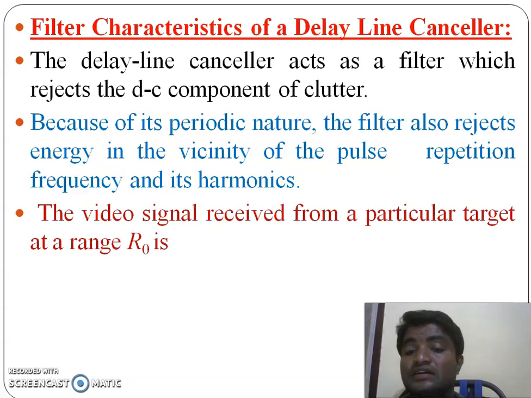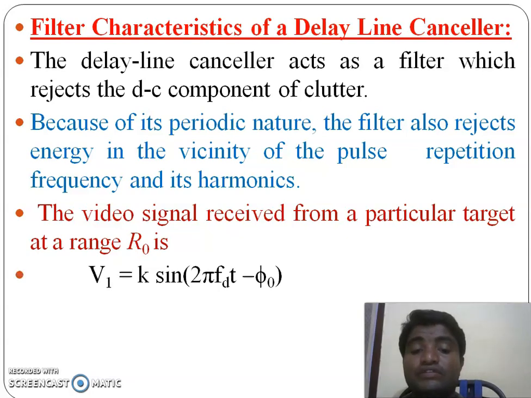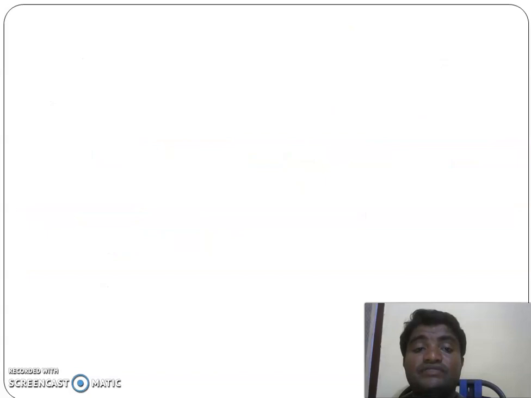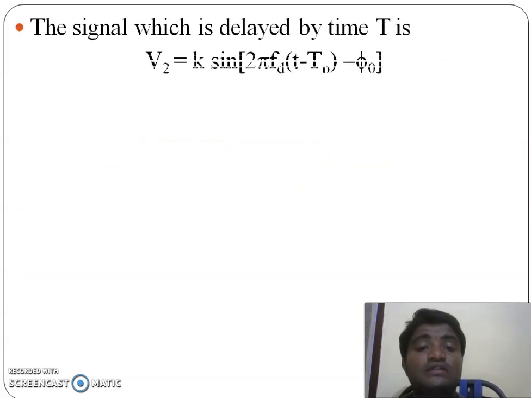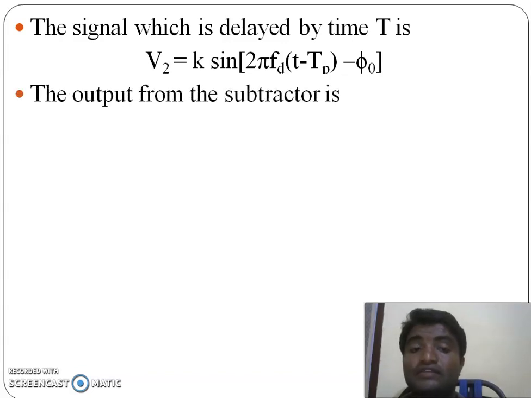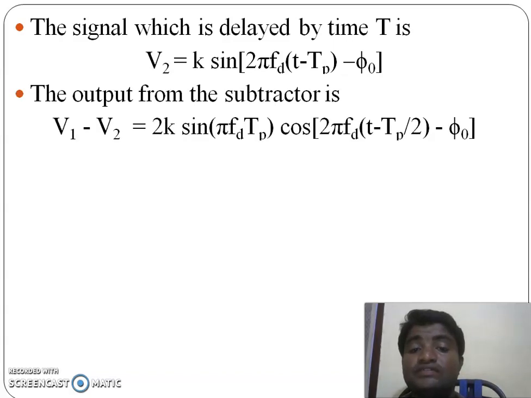Suppose the video signal received from a particular target at a range of R0 is V1 equal to K sin(2 pi f_d t minus phi naught), and the time delayed version of the signal is V2 equal to K sin(2 pi f_d (t minus Tp) minus phi naught). Both signals are given to the subtractor and the subtractor output is V1 minus V2, which is equal to 2K sin(pi f_d Tp) cos(2 pi f_d (t minus Tp/2) minus phi naught).